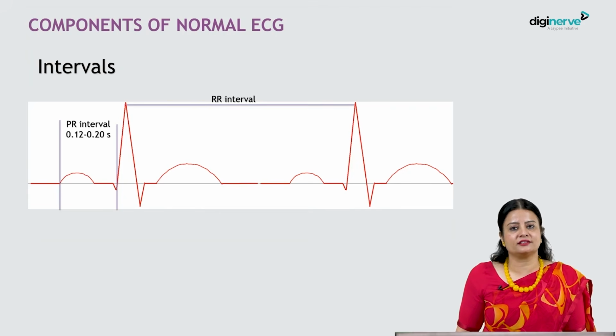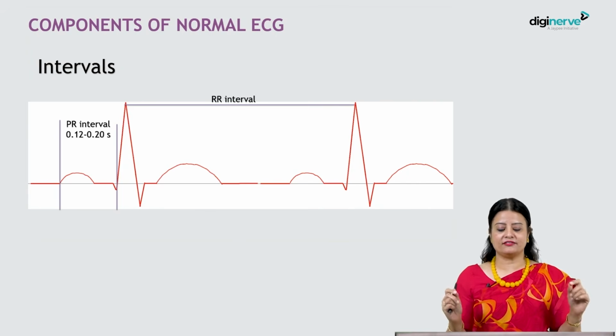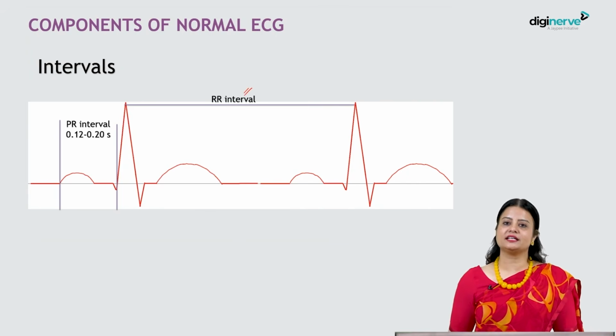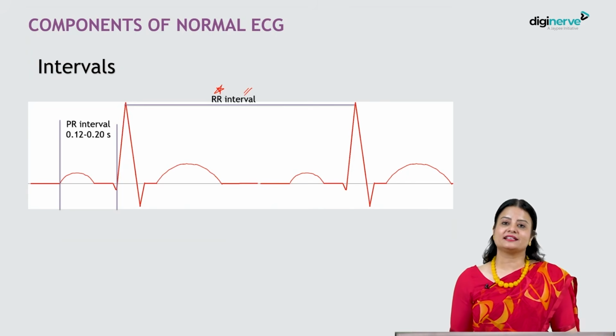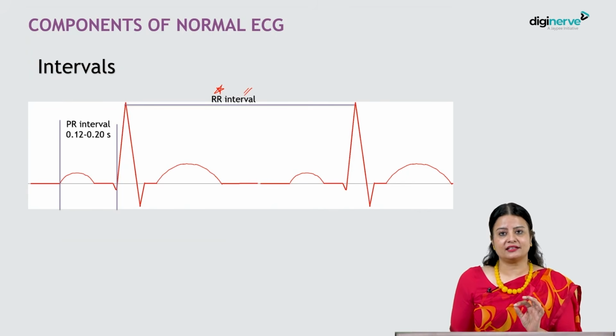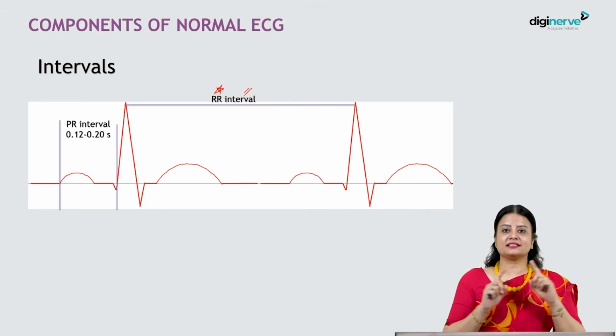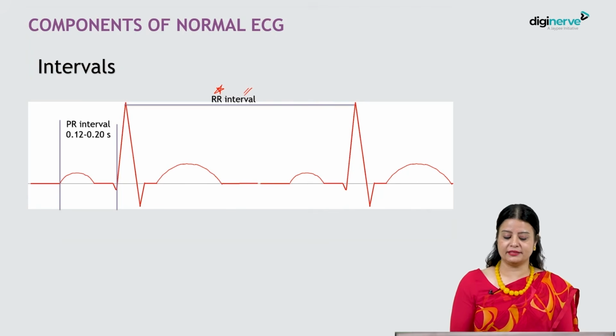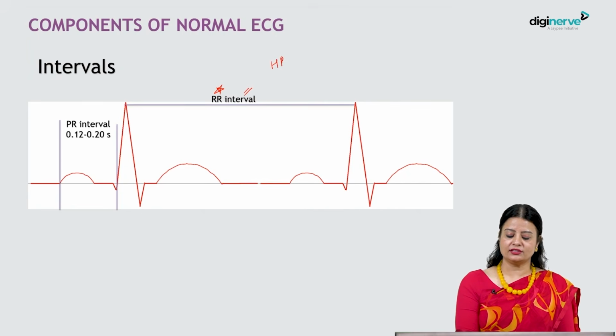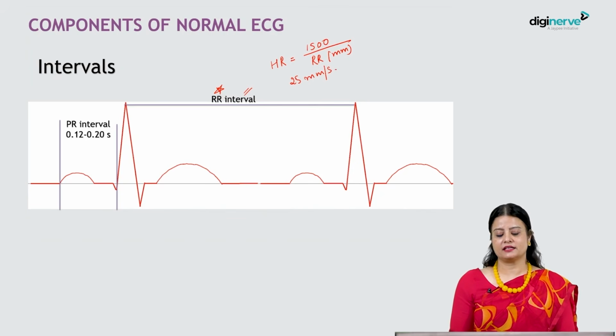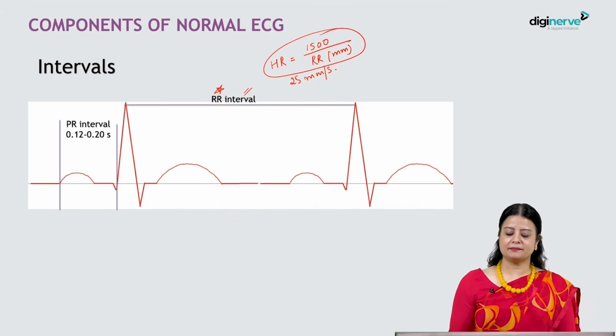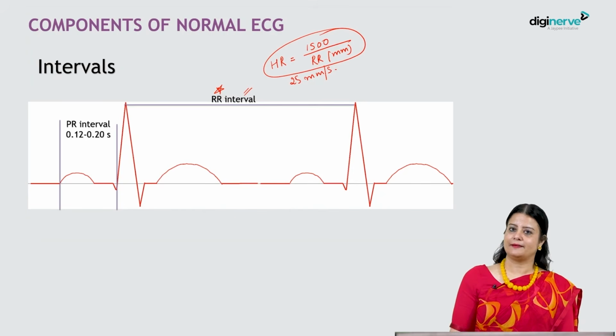Next is the RR interval. It is the distance between two R waves, and it is a very important interval clinically because it tells us the heart rate, and it also denotes the time taken by one cardiac cycle to complete. So hence we can find out the heart rate by dividing 1500 by the RR interval in millimeters, provided the paper speed is 25 millimeters per second. So this formula holds true at a paper speed of 25 millimeters per second.